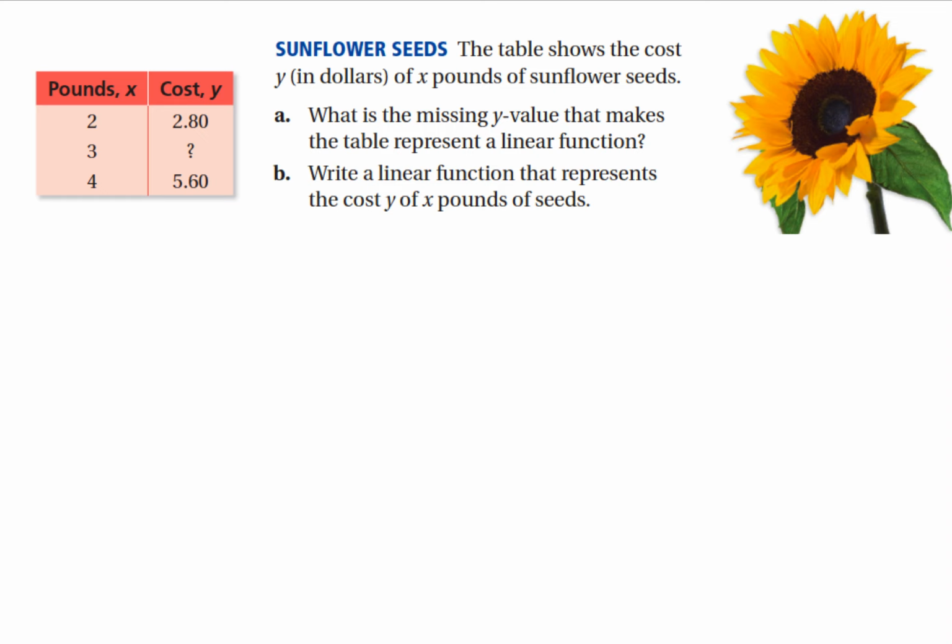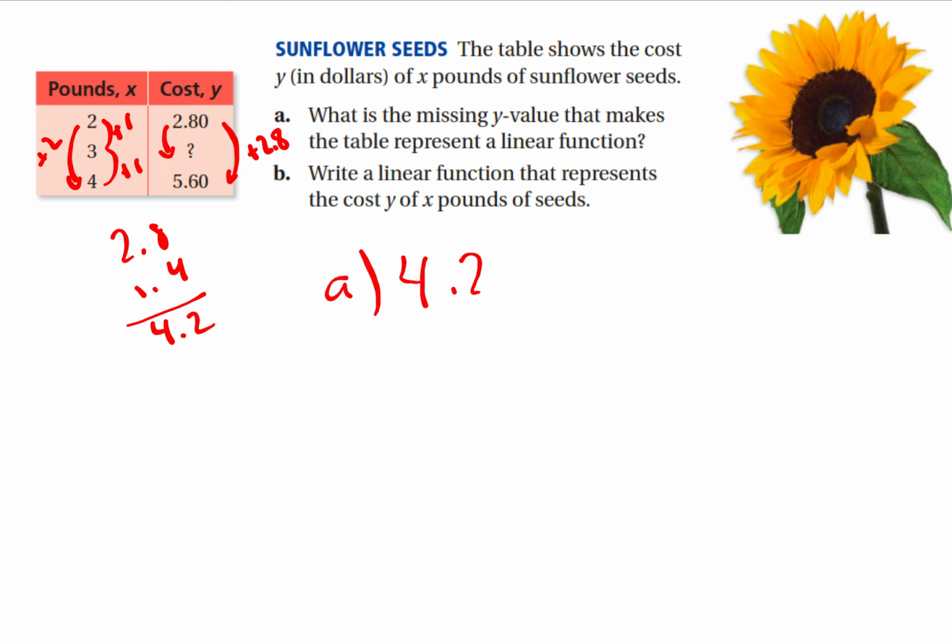Well, as you can see here, if we go up 1 each time, that's actually right in the middle. Instead of going up the full length, we only need to go half as much. So this would go up 2.8, but we only need to go up half as much, so we need to add 1.4 to that. So 2.8 and 1.4 is 4.2. So the missing value in the table is 4.2.